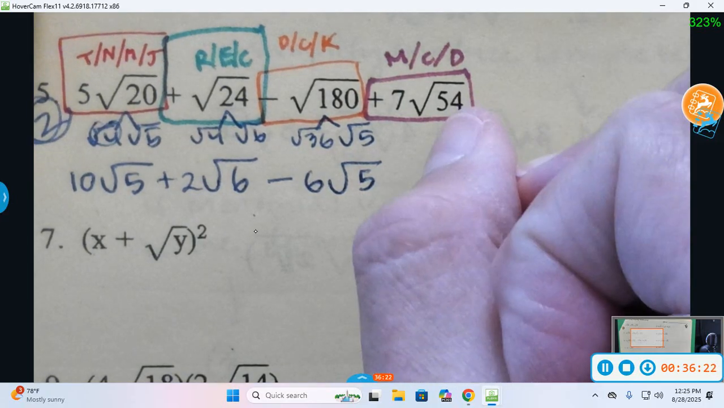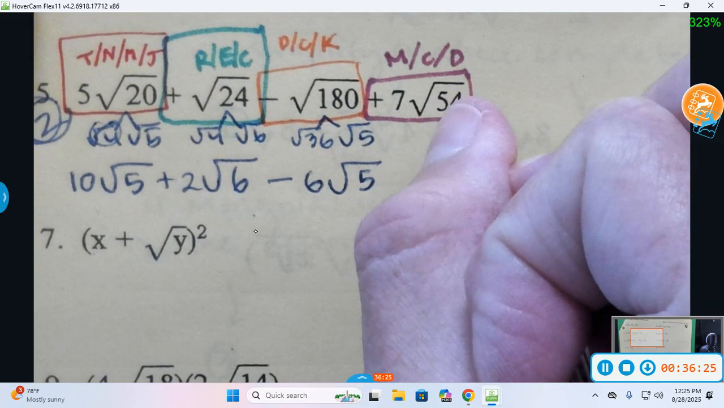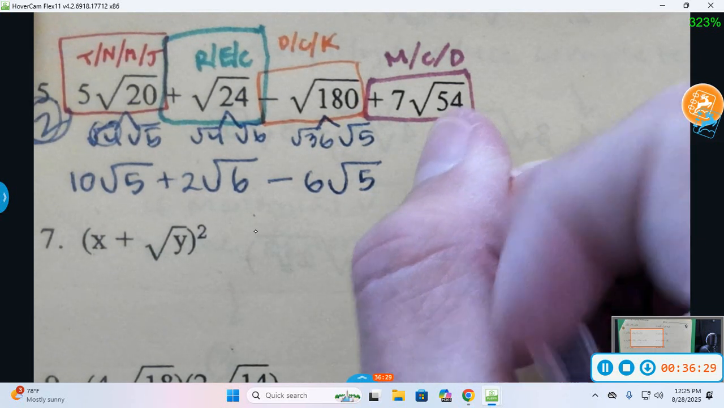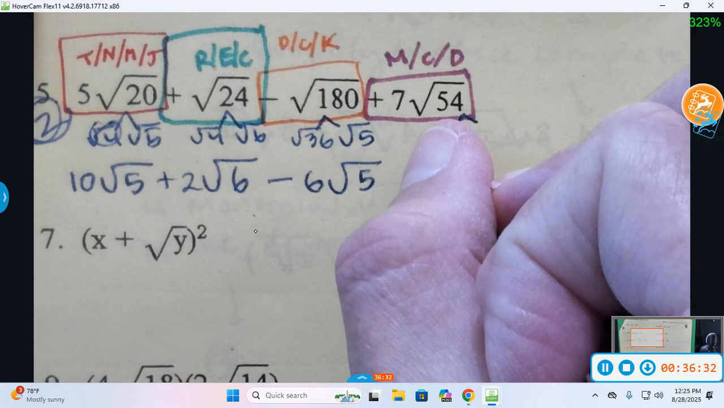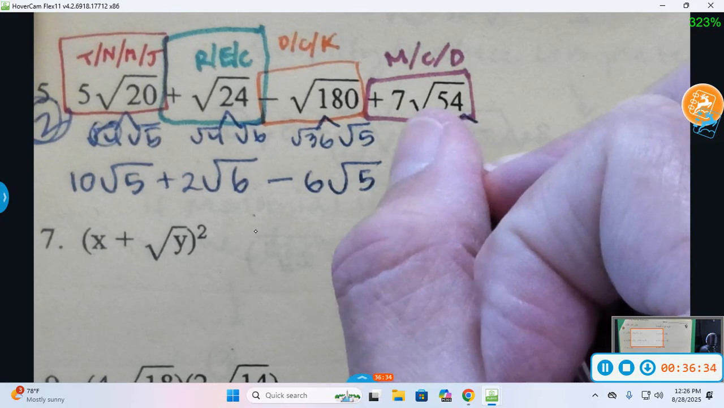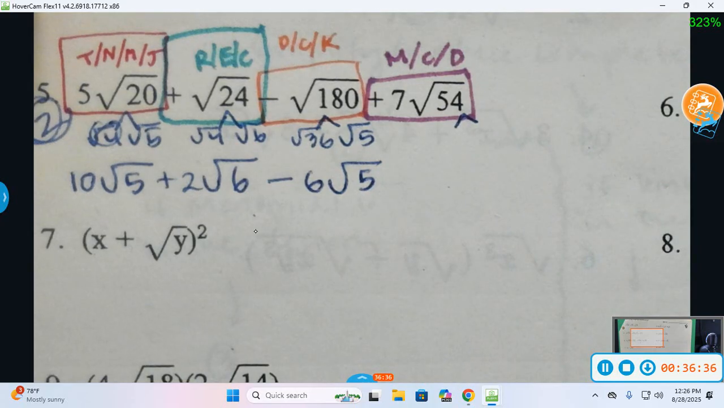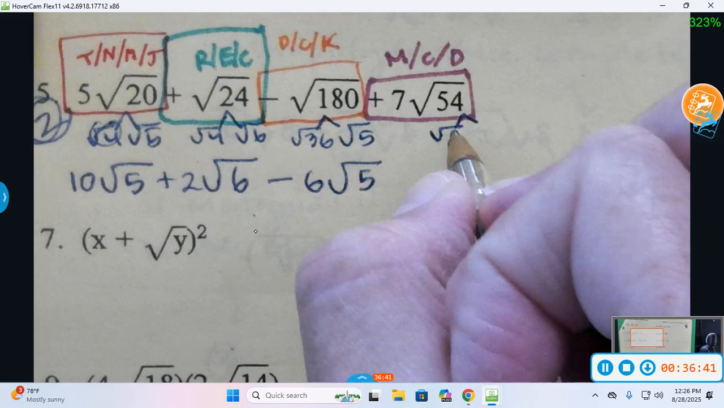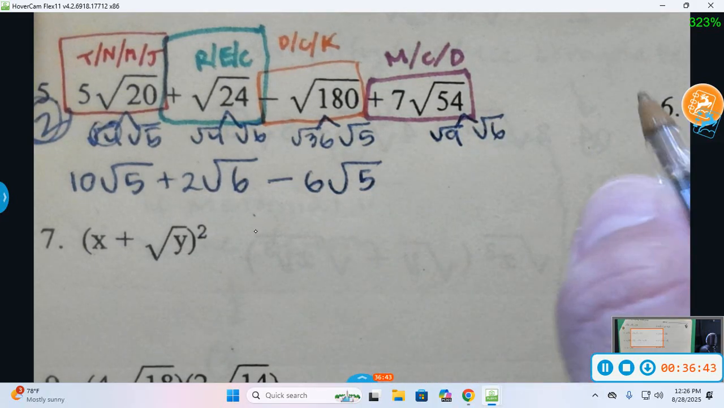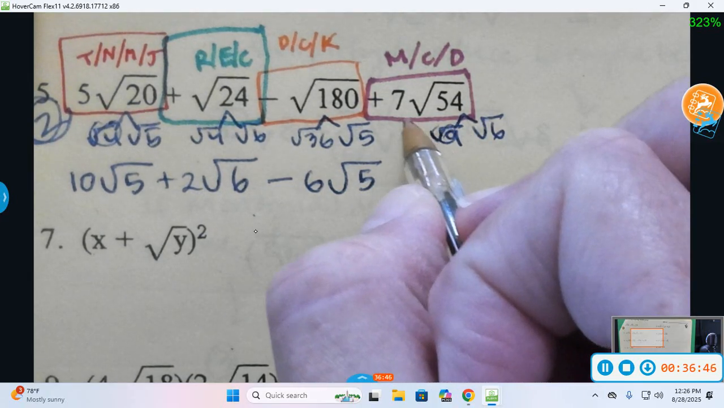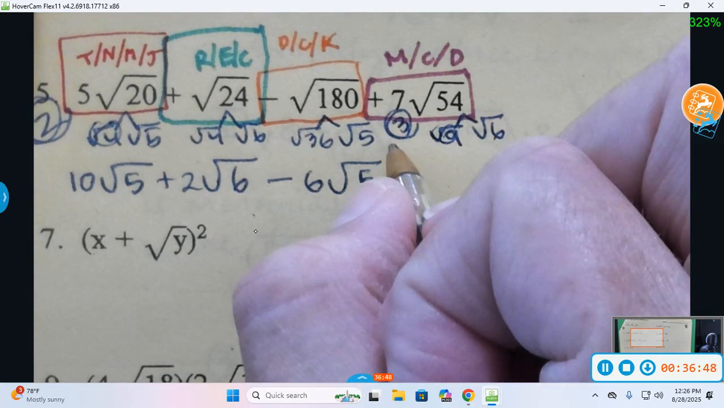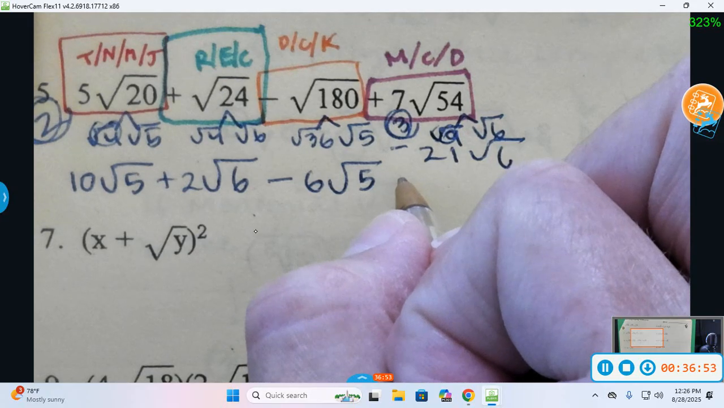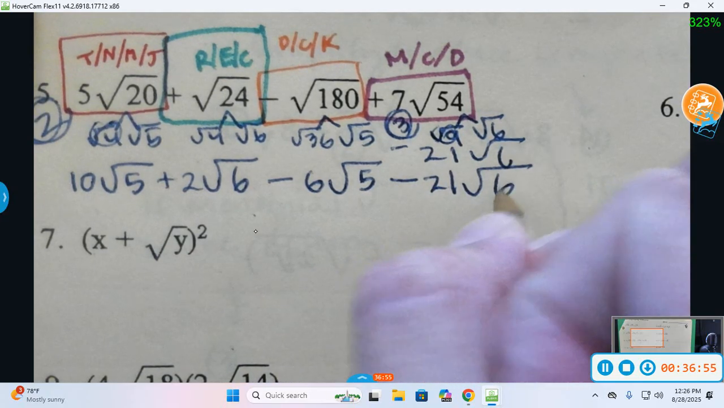And then the last one, Matthew, what did you break 54 down to? 21 square root of 6. Yeah, but what did you break it down to get that? What did you break 54 down to? We broke it down into square root of 9 and square root of 6. Okay, square root of 9 and square root of 6. The square root of 9 is a 3, so that comes out here. You already had a 7, so now you've got 21 square root of 6. Oh, where am I supposed to put my answer here? Oh, 21 square root of 6. There we go, right there.